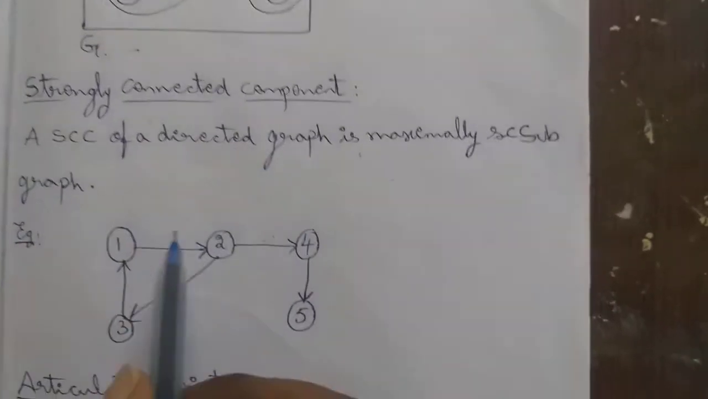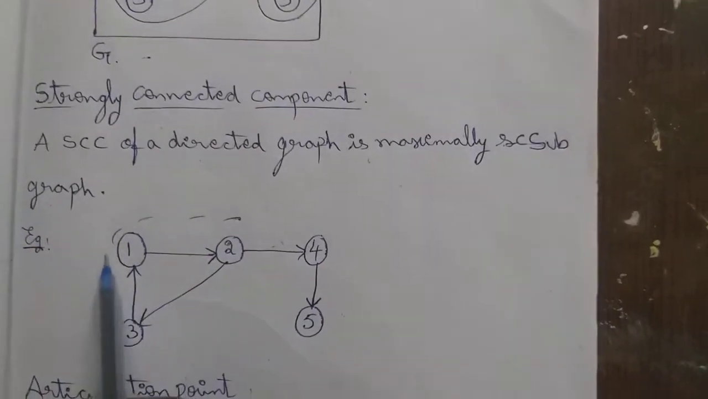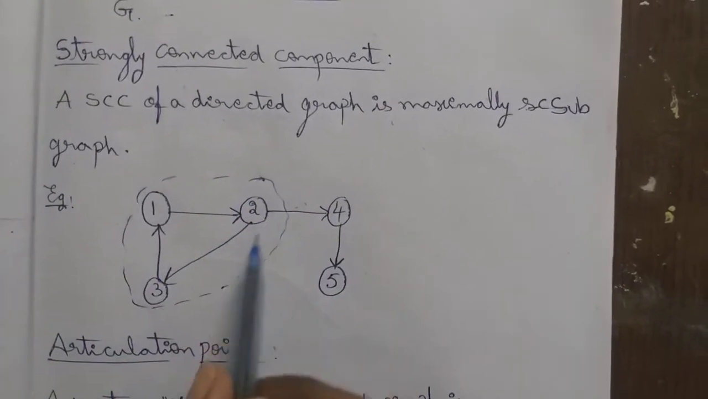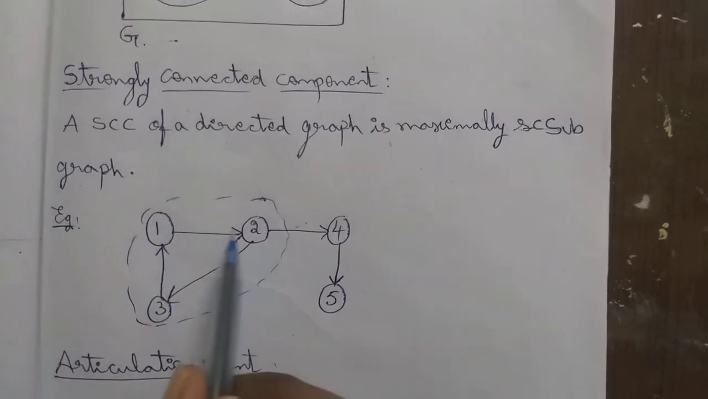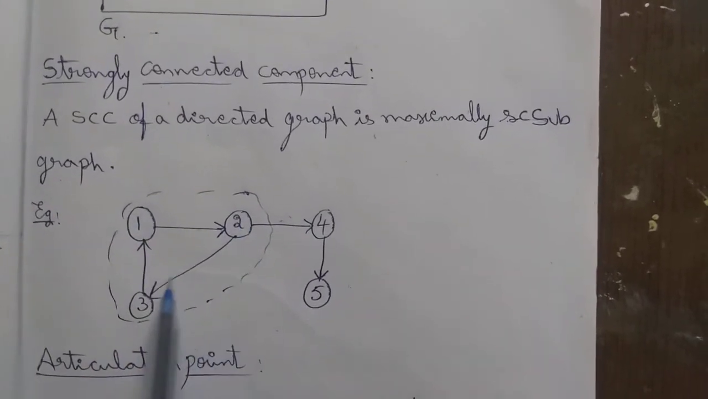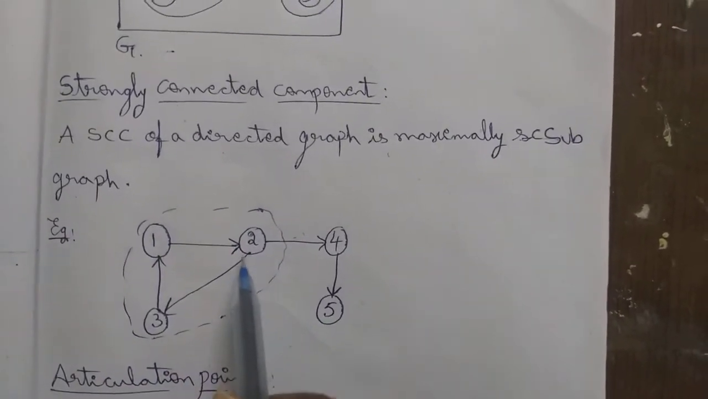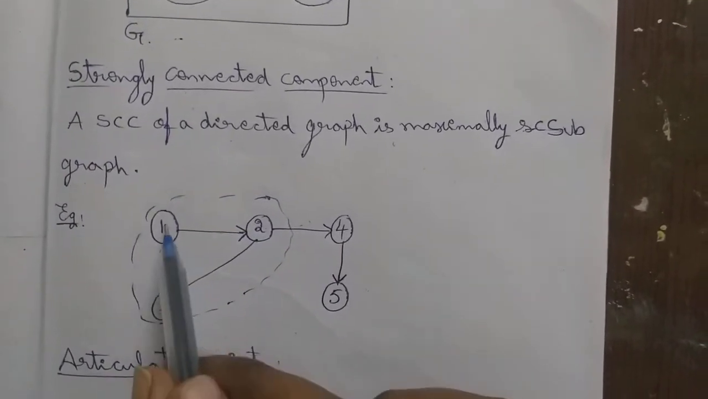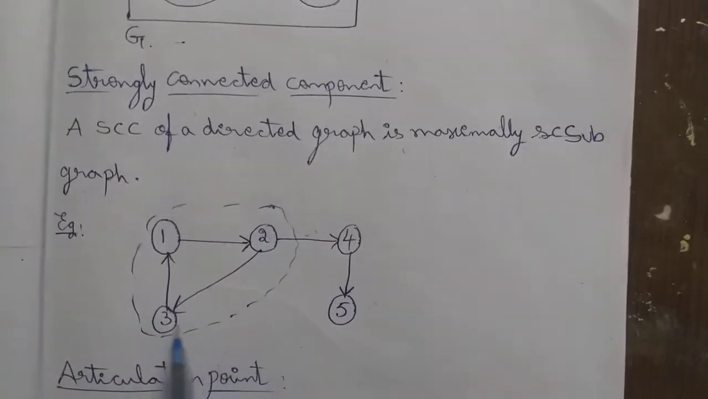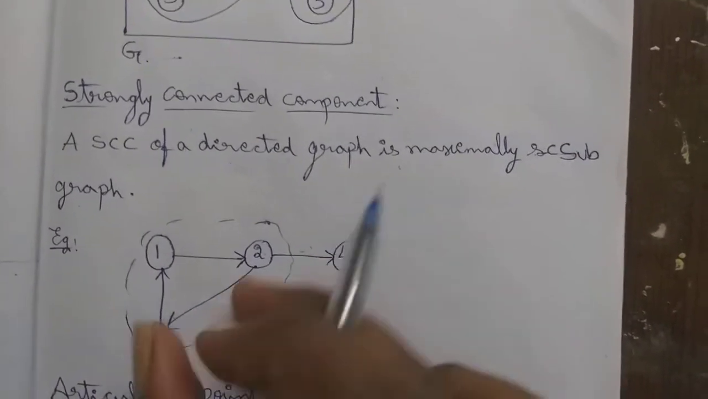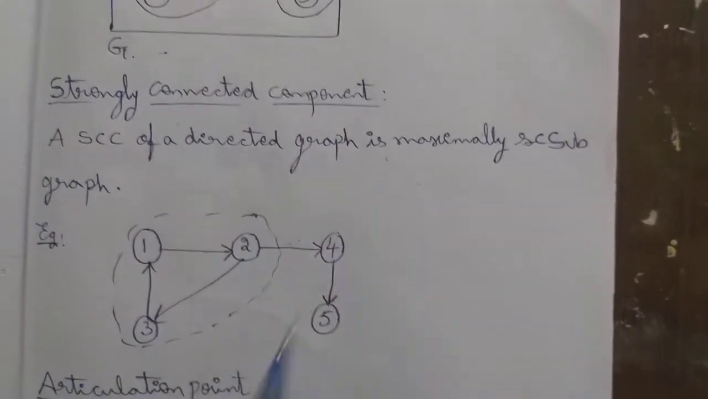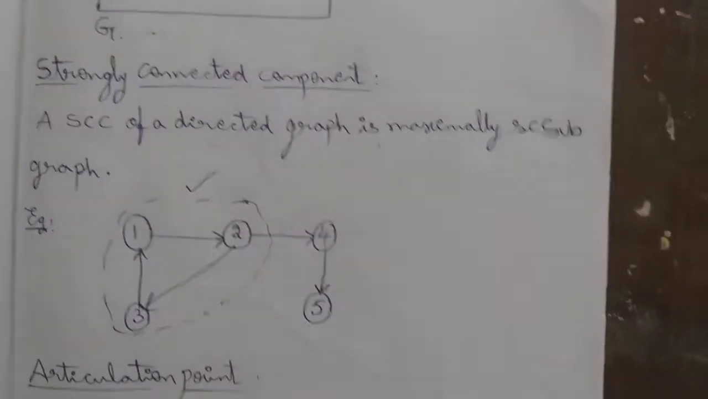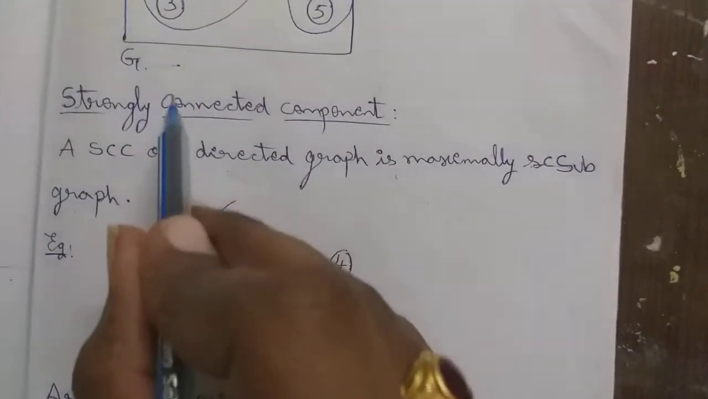For example, if I take these three vertices as a subgraph, vertices 1, 2 and 3. If you consider these three vertices, there exists a path between every pair of vertices. From 2, I can reach 3 and 1. From 1, I can reach 2 and 3. From 3, I can reach 1 and 2. Therefore, there exists a path between every pair of vertices, and it is a connected subgraph of the given graph. Therefore, it is one connected component. Since it is directed, it is a strongly connected component.